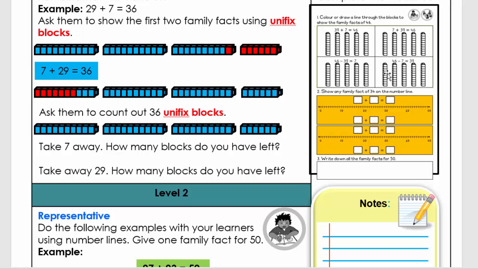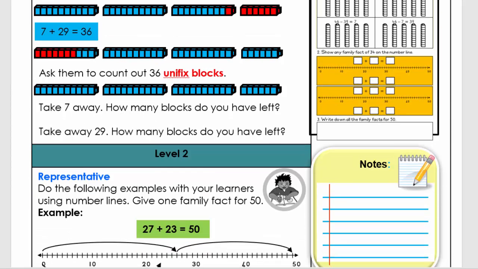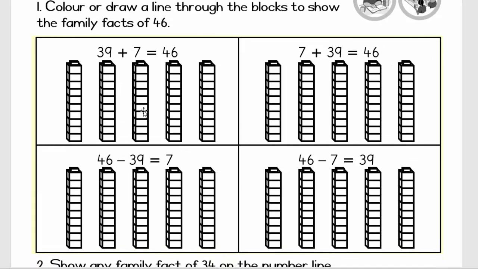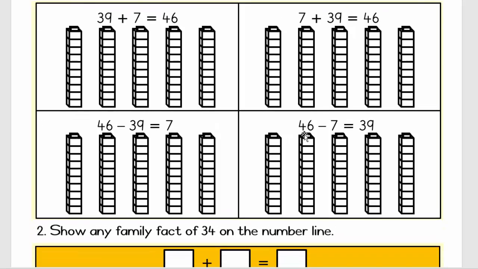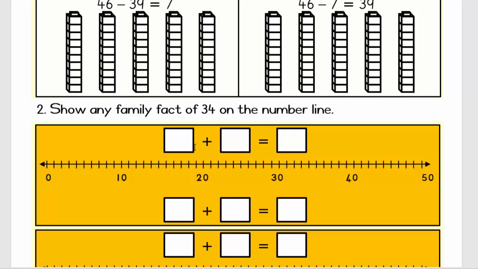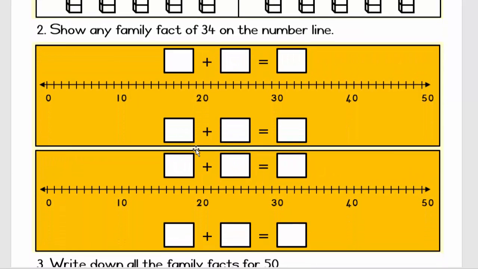Then what we're going to do is go to the worksheet. When we're with the worksheet, they need to demonstrate by coloring these in on the blocks. Again, this is on the representative level. What we're going to do here is show the family facts. So we're first going to show the addition family fact for 34 and then the subtraction family fact.